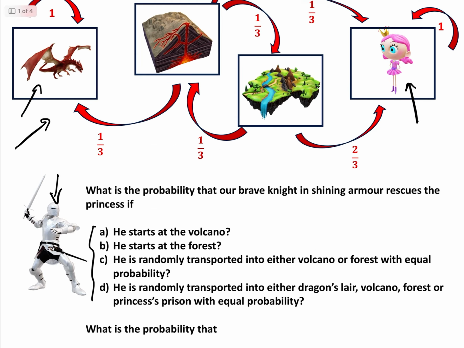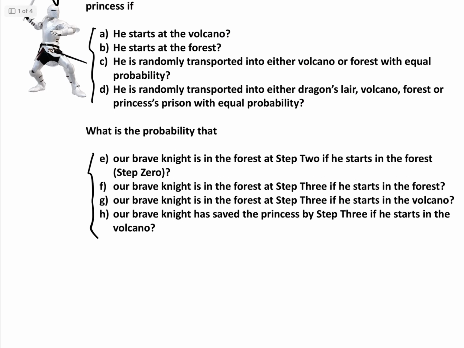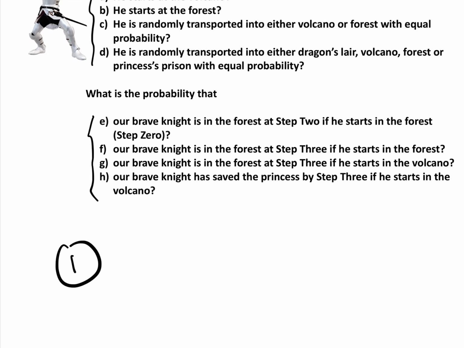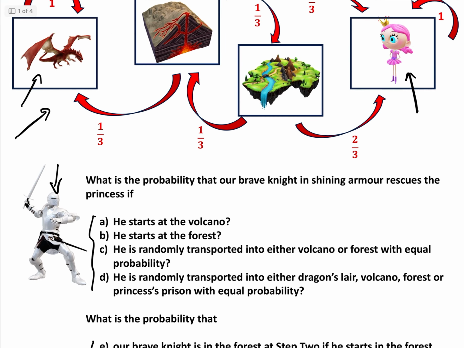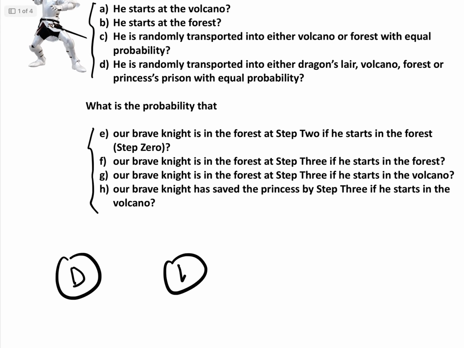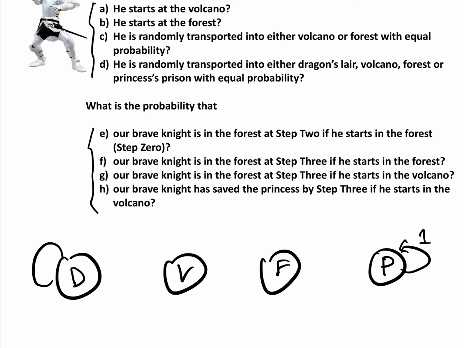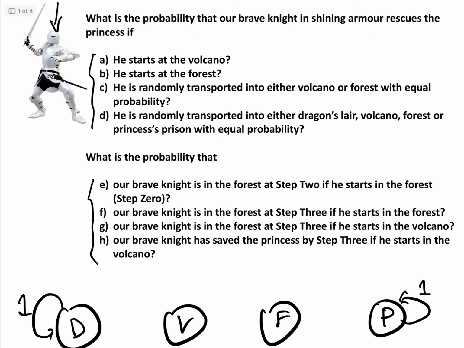So let's just have a quick recap by drawing our diagram. We have our dragon, a volcano, the forest and the princess. Once you're with the princess, you stay with her forever, happily ever after. Once you are inside the dragon's stomach or lair, you can never get out.